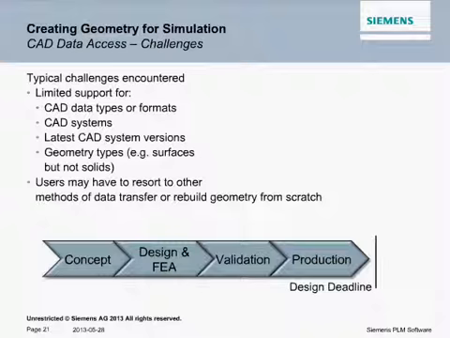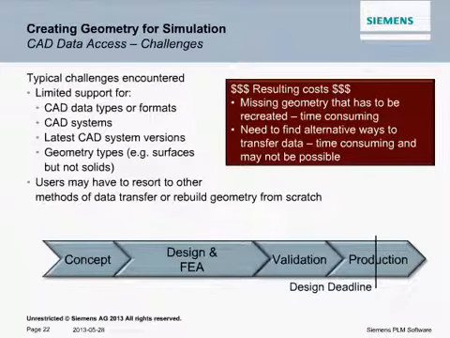When faced with things like this, users have to resort to another method of data transfer, or even rebuilding the geometry from scratch. So the resulting costs then, missing geometry that has to be recreated, that's going to be very time-consuming. Having to find an alternative way to transfer data, again, time-consuming, or it might not even be possible at all. And all of these roadblocks will tend, of course, to lengthen the design and FEA part of the whole process, and may push you past delivery deadlines, which obviously you want to avoid if at all possible.